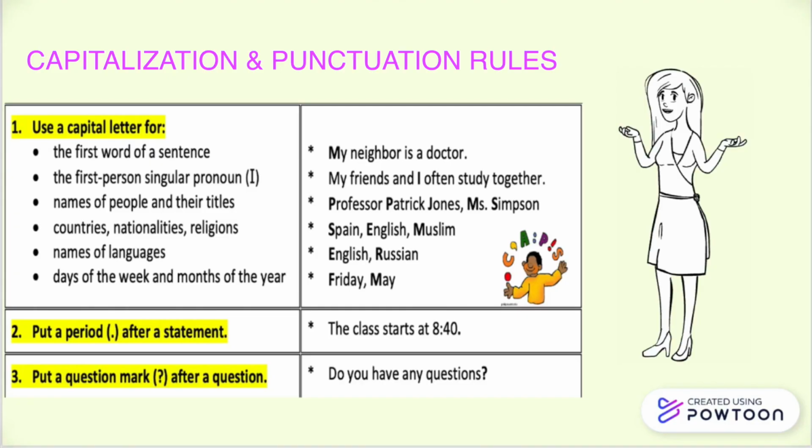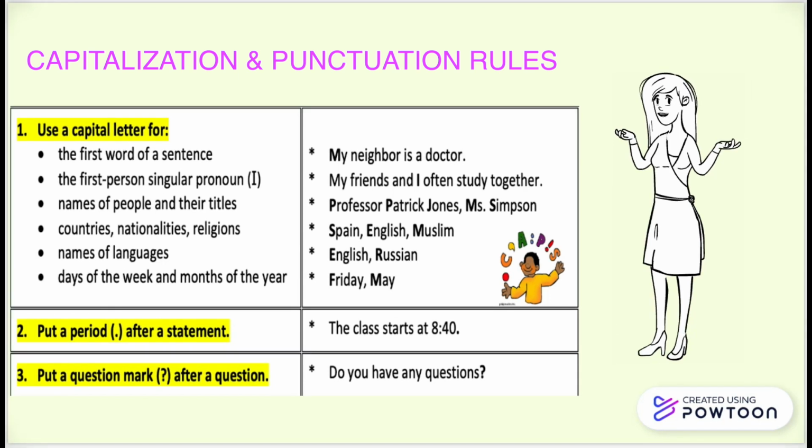Now let's take a look at the capitalization and punctuation rules. 1. We use a capital letter for the first word of a sentence, for the first person singular pronoun, which is I, names of people and their titles, countries, nationalities, religions, names of languages, and finally, we use a capital letter for days of the week and months of the year. 2. We should put a period after a statement. 3. And we should put a question mark after a question.